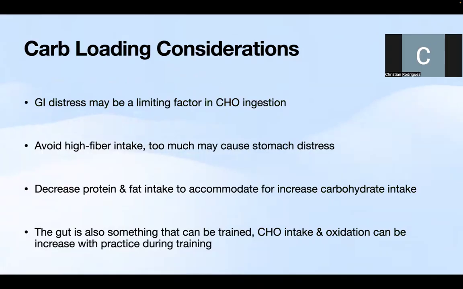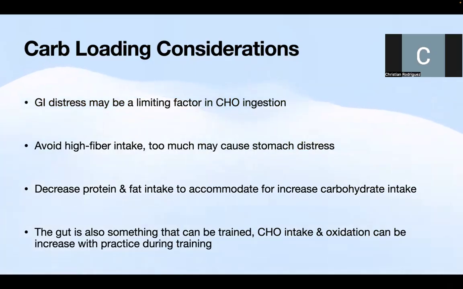Some considerations to take into account include GI distress. This is going to be one of the main limiting factors when we see that range of 6 to 12 grams per kilogram. It comes down to how well trained the athlete's gut is and how accustomed they are to high carbohydrate diets. Avoiding high fiber intake is also going to be a best avenue, specifically in that carb loading as well, to avoid any stomach distress and regulate bowel movement. And also, not noted here, to prevent satiation.